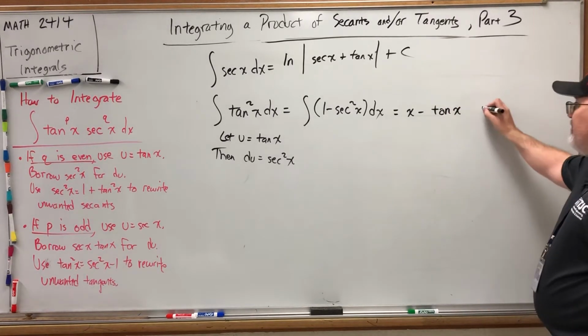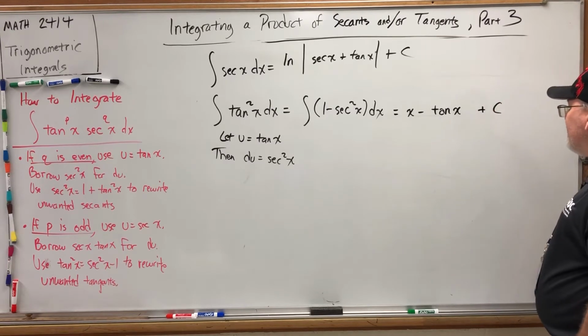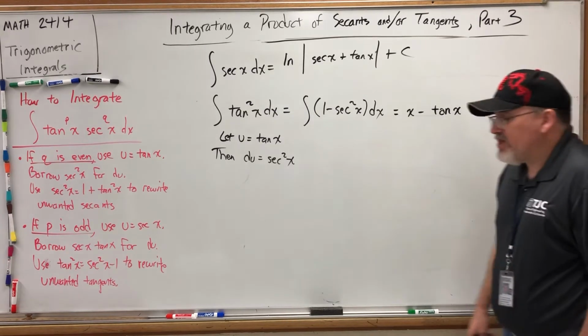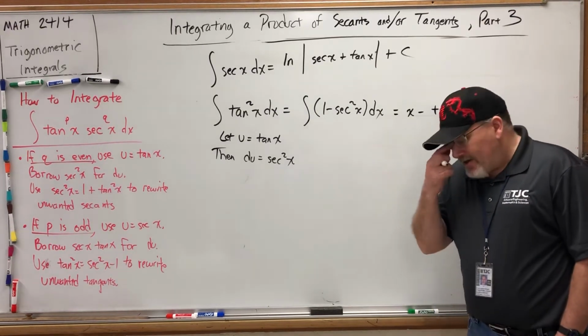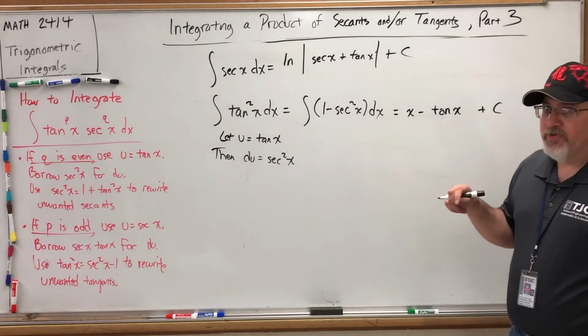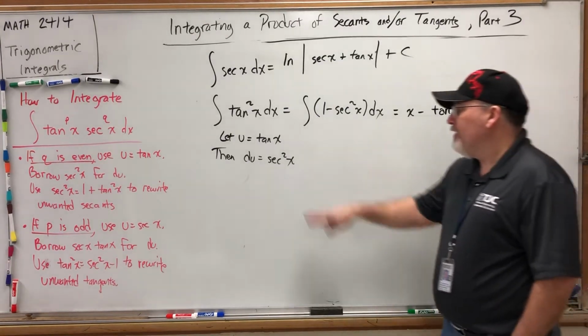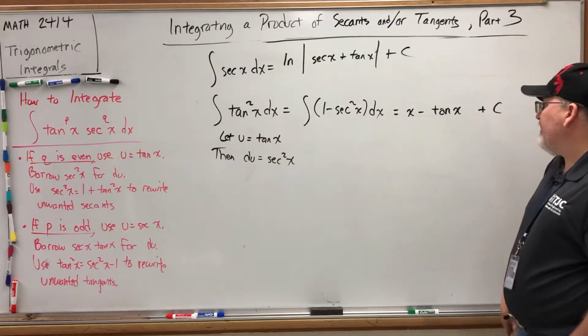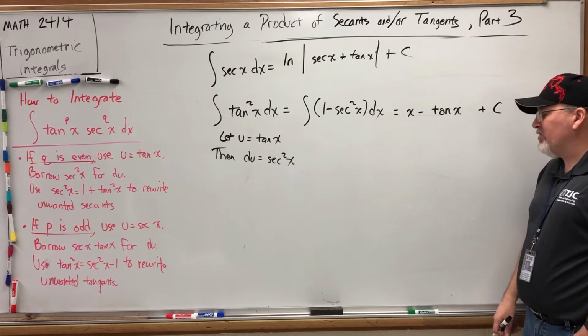That almost seemed too easy, and I'm beginning to second guess myself, but I'm not. Yeah, the trick to this one is to change tangent squared to 1 minus secant squared. And you can file this under integration rules because it's a very specific example. Integral of tangent squared equals x minus tangent x. And you can check it real quick by taking the derivative.